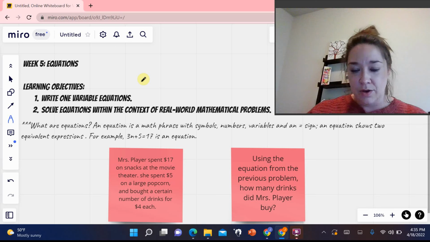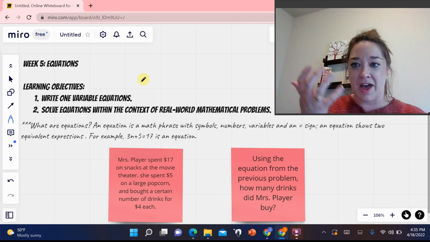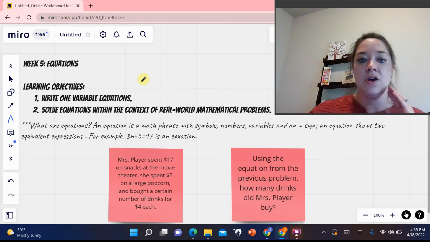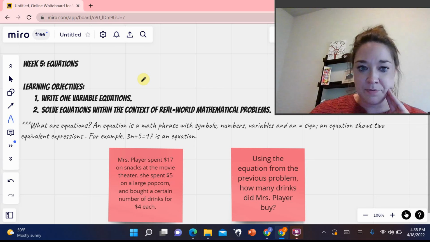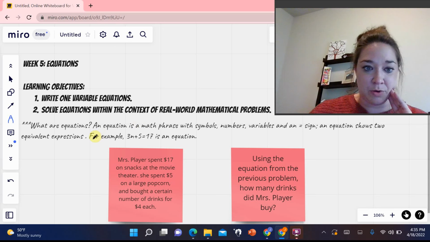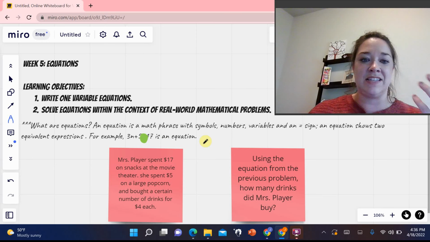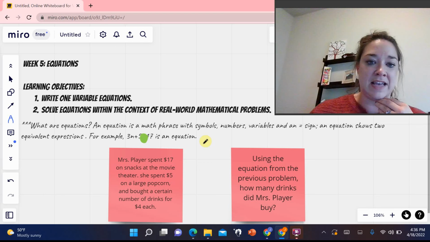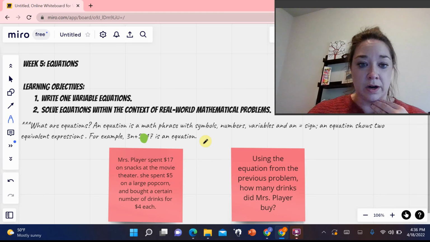Because of that, we're able to use what we know about inverse operations and the job of that equal sign, which acts as a balance, to solve equations. So if you look at my example, 3n + 5 = 17, I can cover up this equal sign in between both of those things, and it means the same as. So 3n + 5 is the same as 17, or 3n + 5 is equal to 17.